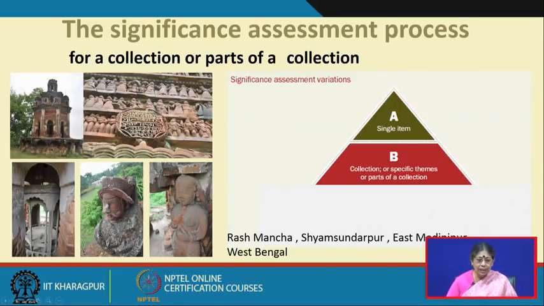So, this is an example where a collection or parts of a collection are significant to denote the significance or contribute to the significance of this small structure, which is a Rash Manshur.